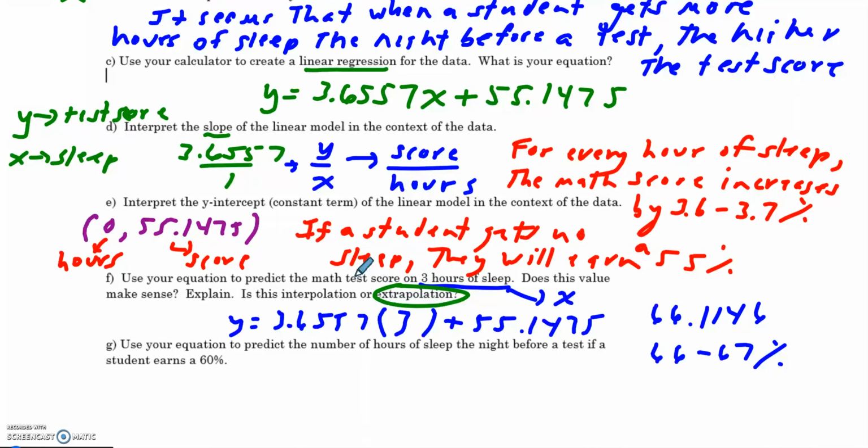Lastly, for this problem, use your equation to predict the number of hours of sleep a night before a test if a student earns a 60%. So this time, whenever you're dealing with a percent or a test score, that is a Y value. So you're going to do the opposite thing that we did on part F. We're going to plug 60 in for Y, and we're going to solve for X.